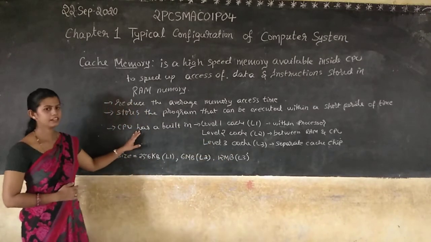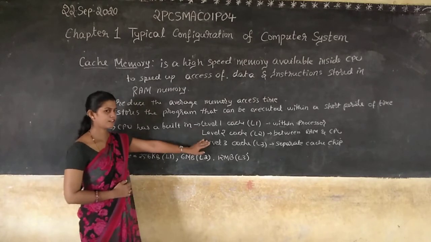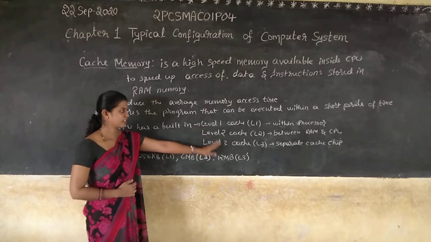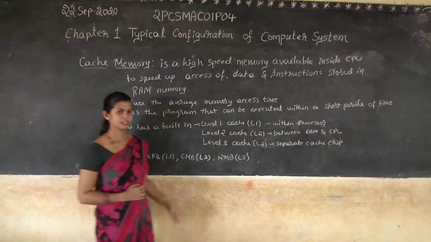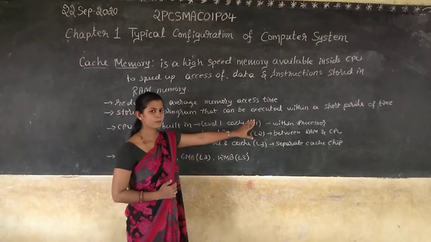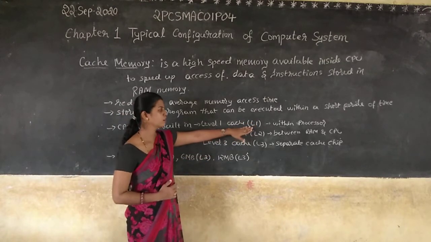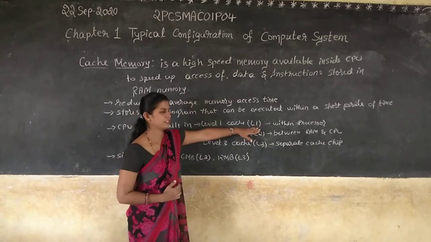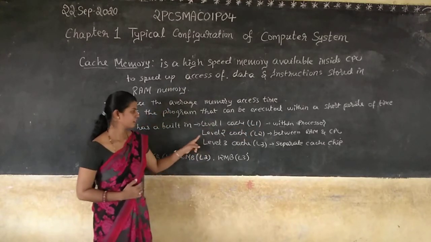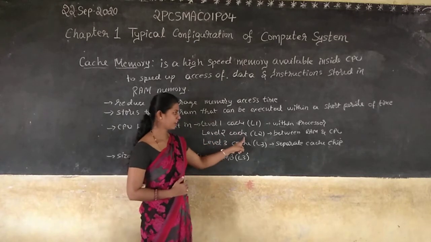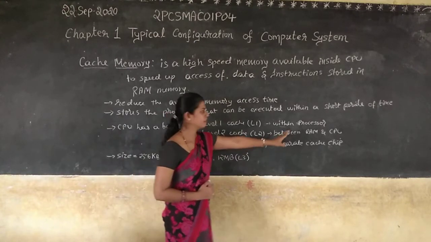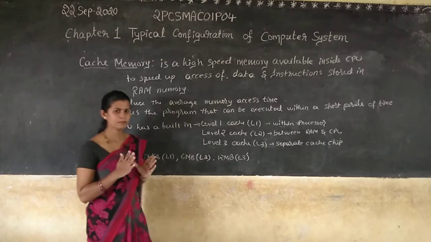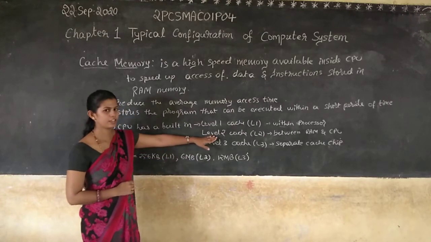The CPU has built-in level 1 cache, level 2 cache and level 3 cache. Level 1 cache is present within the processor. And while coming to level 2 cache, it is between the RAM and the CPU.